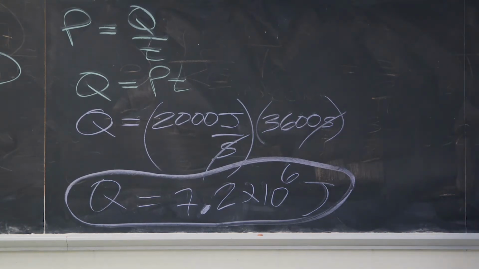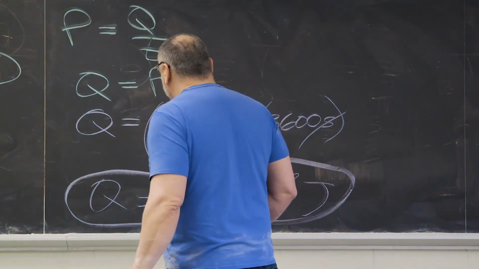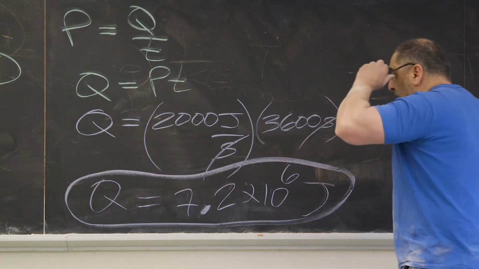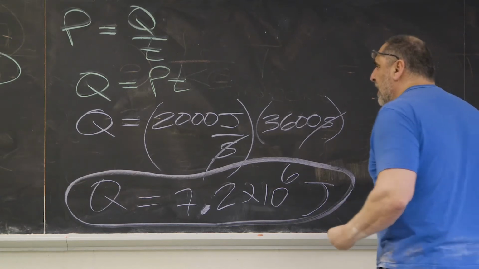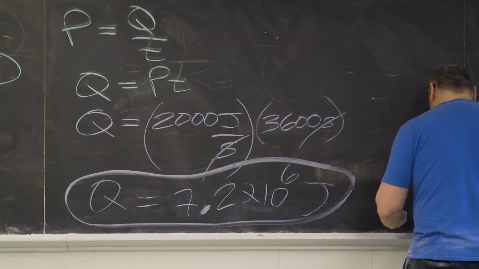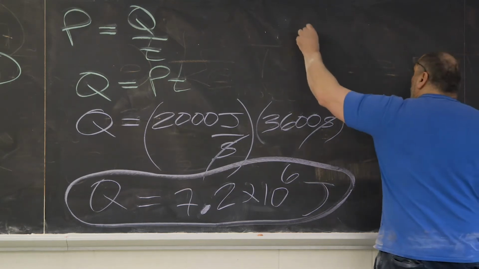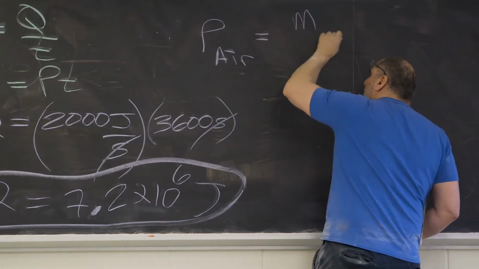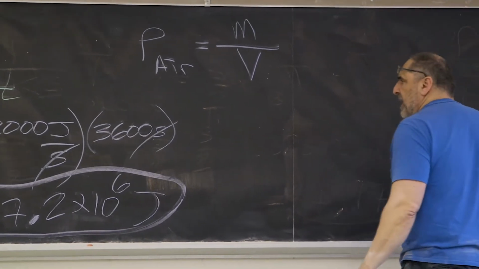Now we're trying to figure out what's going on here. Let's find out how much mass of air is actually present. We know that the rho of air equals the mass of air divided by the volume of air. Sounds good to me.